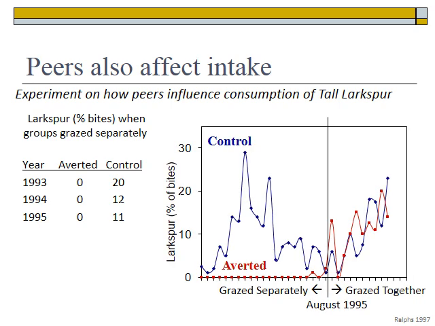So on the left of that line here, the control animals increased and decreased intake over the years. The days on the bottom are all the way from 93 through 95. In August 95, he put the animals together, and you'll see that right away, the animals that had been averted and not eaten larkspur for years started eating larkspur. So just within a few days, the animals started following their peers and started eating more larkspur.